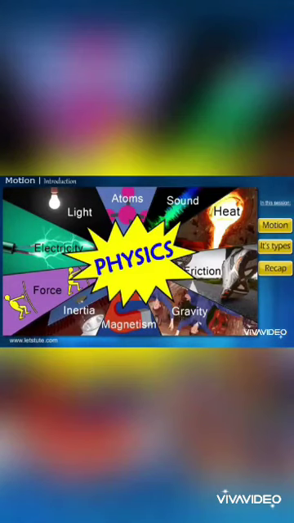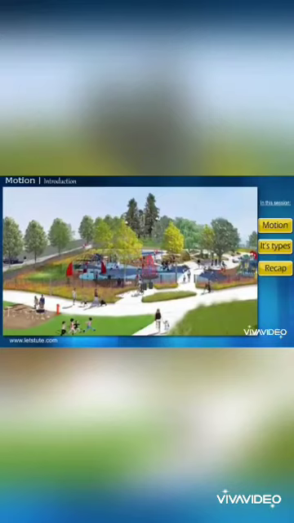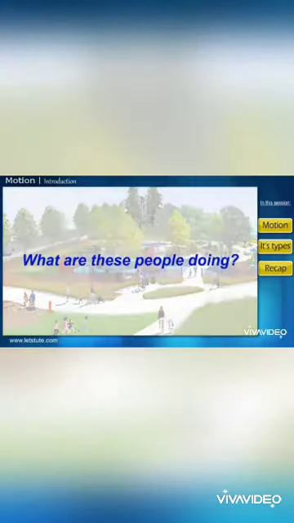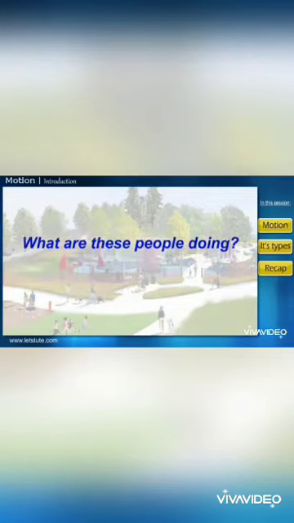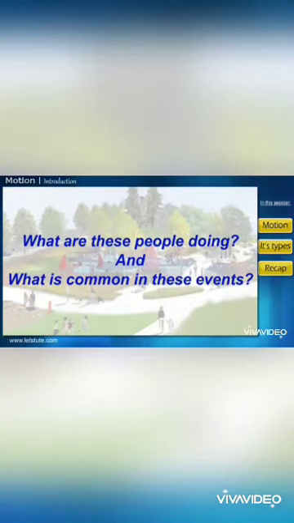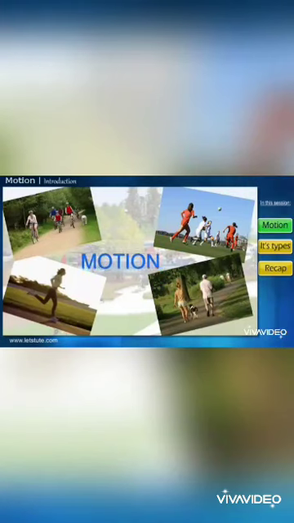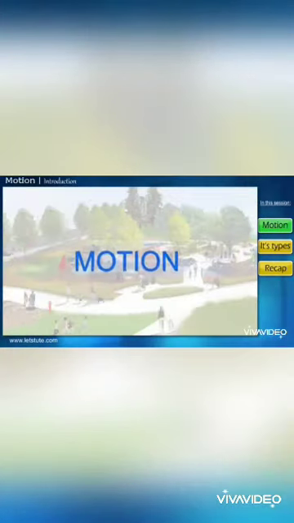To better understand, let's look at the park. We see various activities happening over here, like walking, running, playing, cycling, etc. What are these people doing? And what is common in these events? Yes, they are moving or they are said to be in motion.